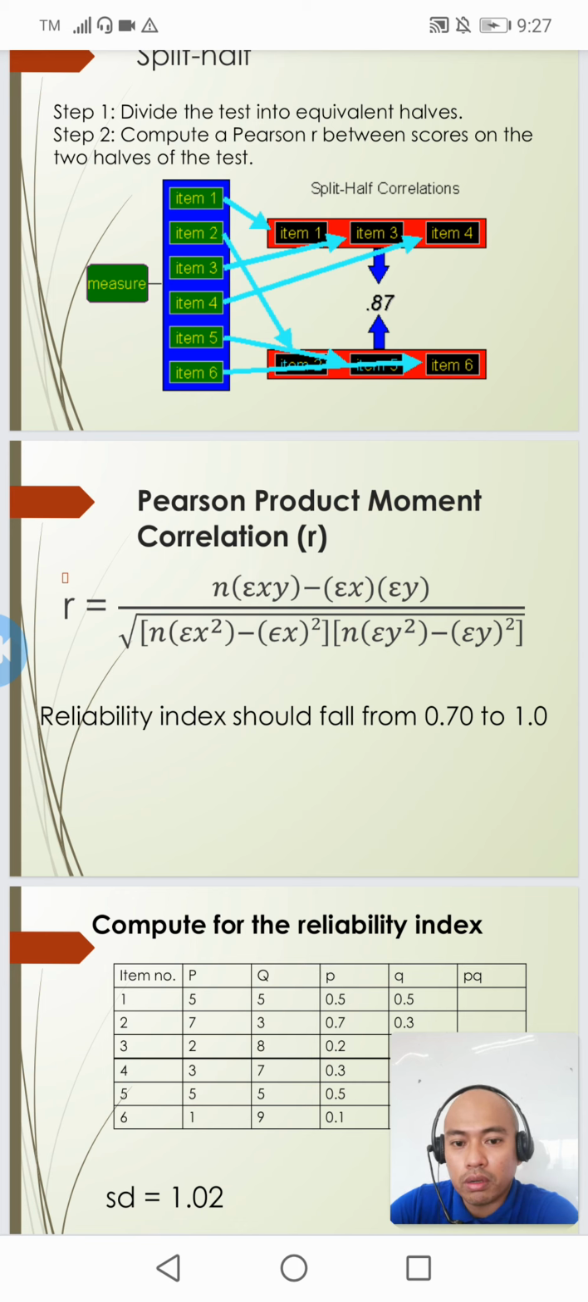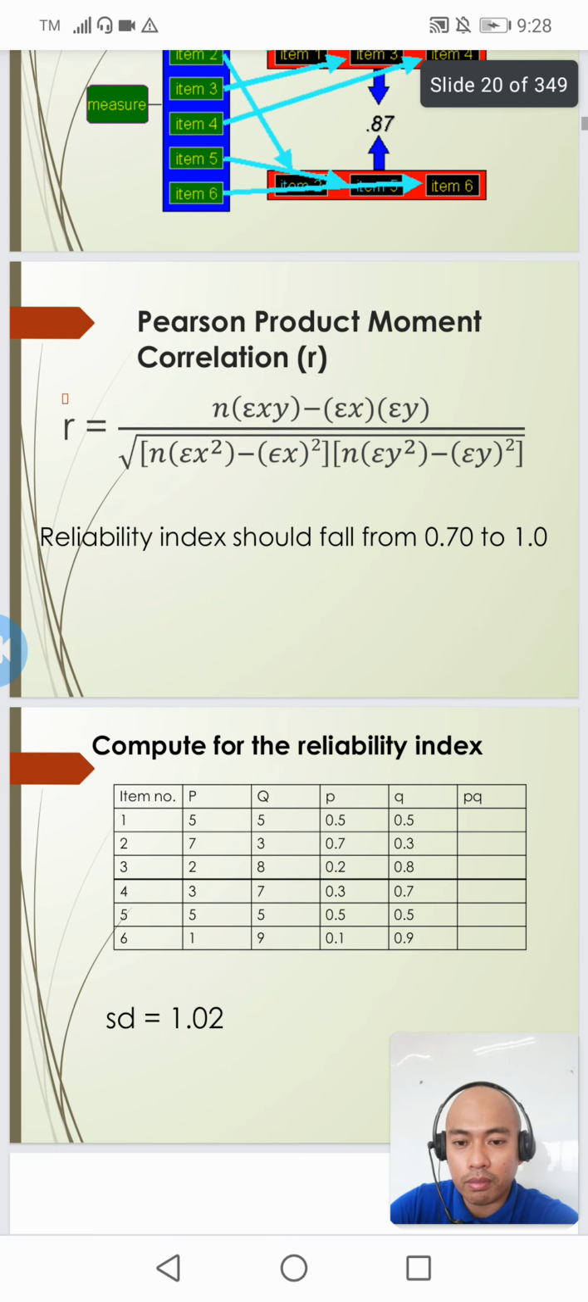Now, this will be the possible interval para magkaroon ka ng reliable test instrument. Reliability index should fall from 0.7 to 1. Now, take note that yung ibibigay ni Pearson product moment correlation formula will range only from 0 to 1.0. So, dapat ilalabas niya na value or index will fall from 0.70 to 1.0 para magkaroon ka ng reliable index. Okay? So, the more the better, the higher reliability.